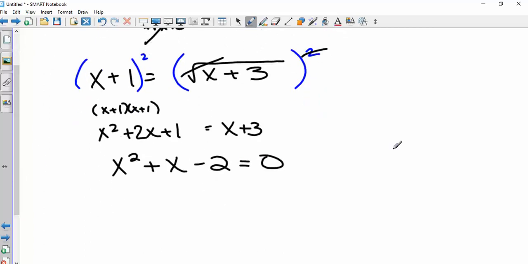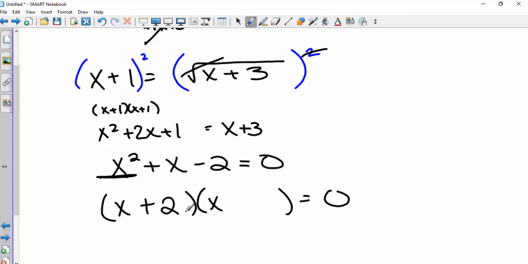When do you have to do the full box method? If I have a coefficient with that. We don't, so we can do the shortcut. So that breaks into x. What multiplies to -2 and adds to +1? So if we set each of those equal to 0, we get x to be -2, +1.